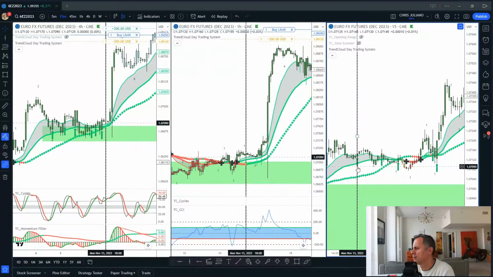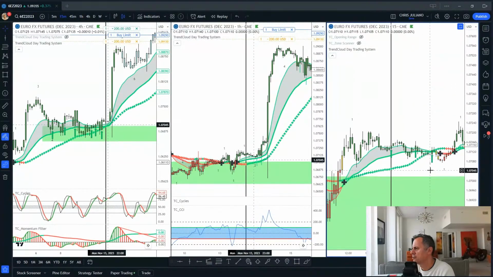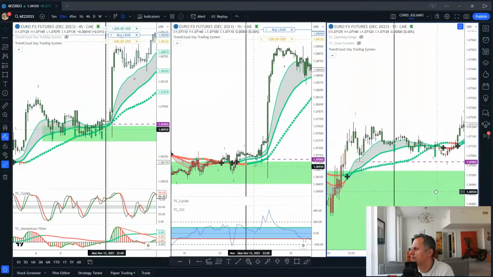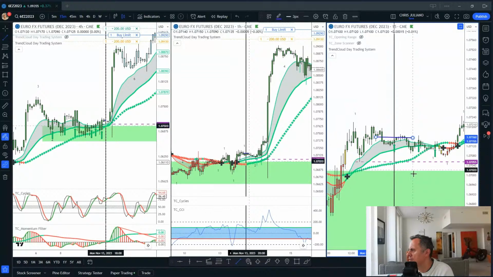Right there. Pulls back a little deeper, right? Does it break past structure here? Always look left. Tiny, tiny little candle. We could definitely afford that. Let's see, did we get stopped out? Nope. Right there. Here's your entry.